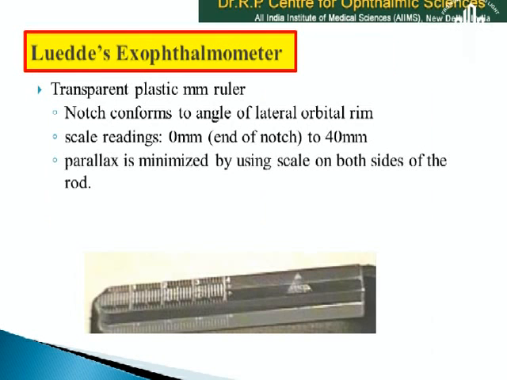So, this is another instrument, Luedde's exophthalmometer. This is a transparent plastic millimeter ruler. The notch at the end confirms that we are keeping it at the angle of the lateral orbital rim, and the scale reading varies from 0 to 40 millimeters. The parallax is minimized using scale on both sides of the rod.